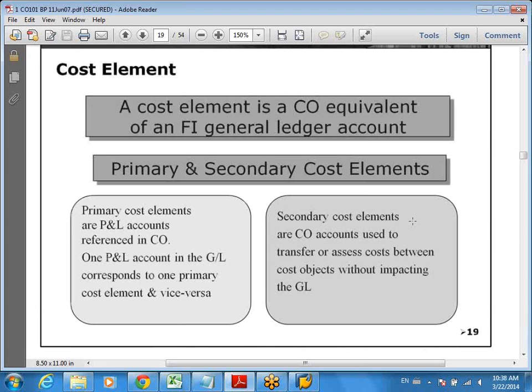Cost element is a CO equivalent of FI, and it has both the primary as well as the secondary. Primary cost elements are exactly the P&L accounts, identical, one-on-one. One P&L account corresponds to one primary cost. Secondary cost elements are CO accounts used to transfer costs between the objects without impacting the GL. If it has an impact on the GL, then you don't use the secondary, you use the primary cost element.